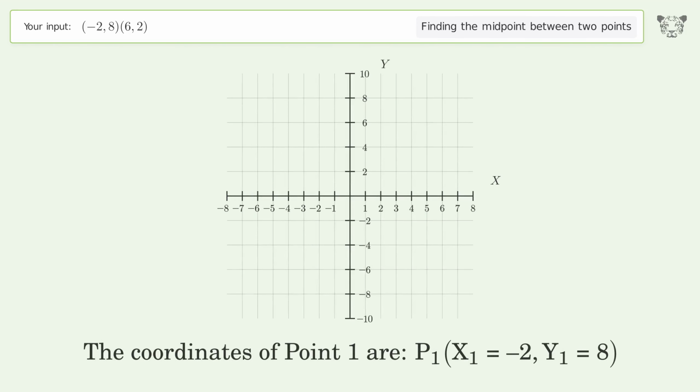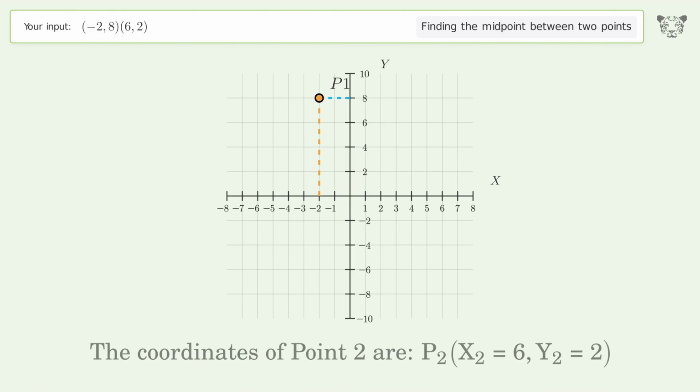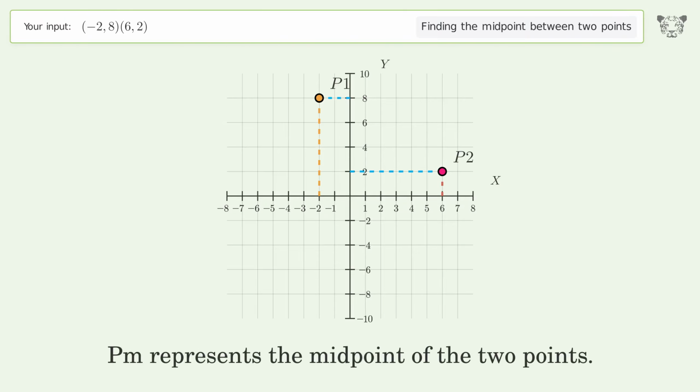The coordinates of point 1 are x1 equals -2, y1 equals 8. The coordinates of point 2 are x2 equals 6, y2 equals 2. PM represents the midpoint of the 2 points.